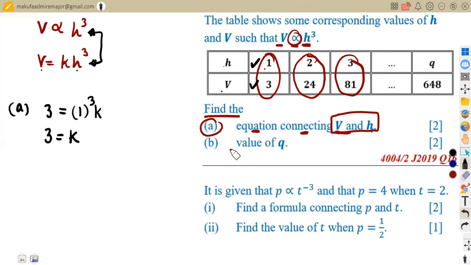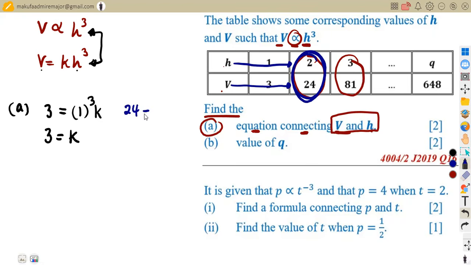Okay, let's say I wanted another condition. It's a different condition, obtaining the same answer. Let's say I wanted to use this part. From this condition, what are we given this time? H here is 2, when v is 24. So you can just substitute v is 24.